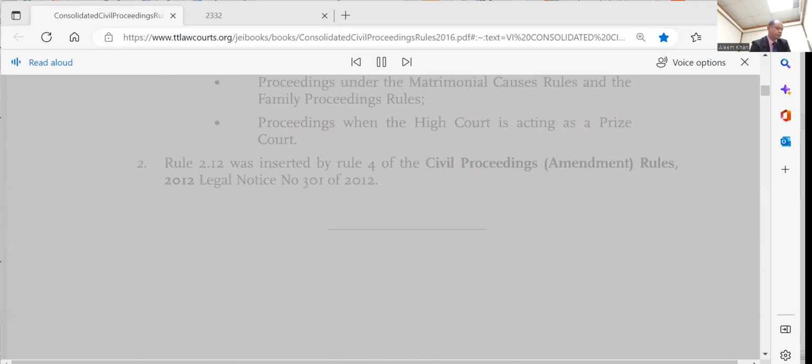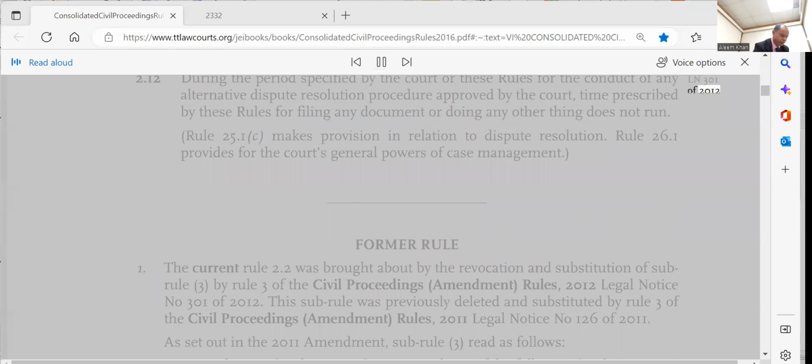Proceedings under the Matrimonial Causes Rules and the Family Proceedings Rules. Proceedings when the High Court is acting as a prize court. 2. Rule 2.12 was inserted by Rule 4 of the Civil Proceedings Amendment Rules, 2012, Legal Notice Number 301 of 2012. LN 301 of 2012.